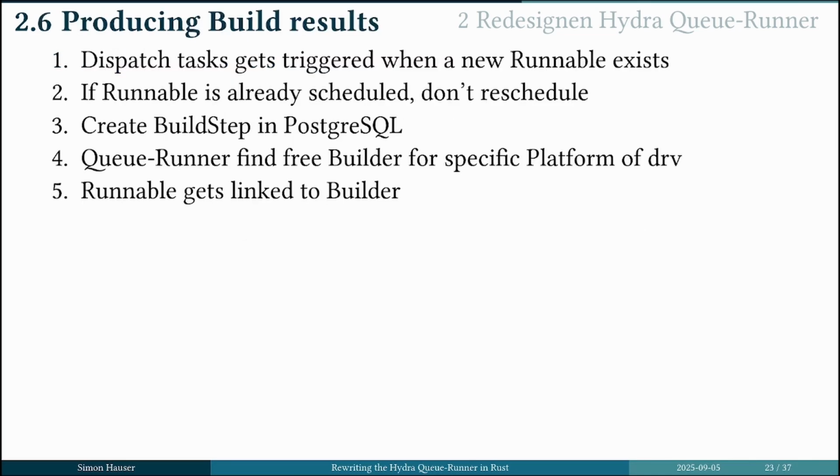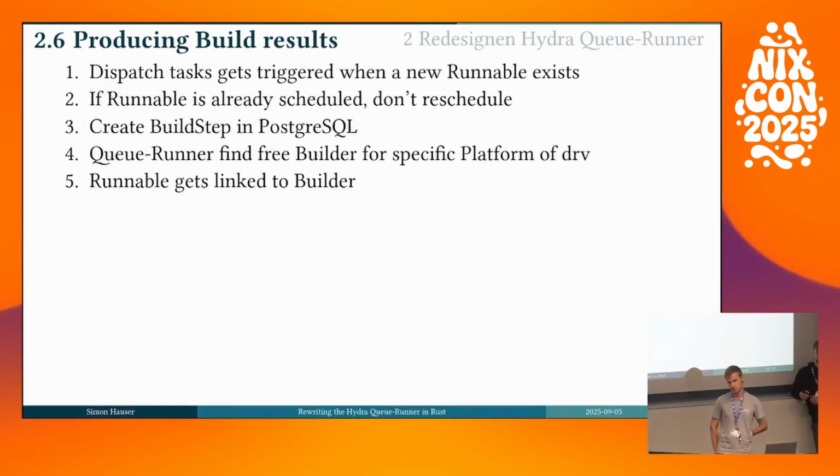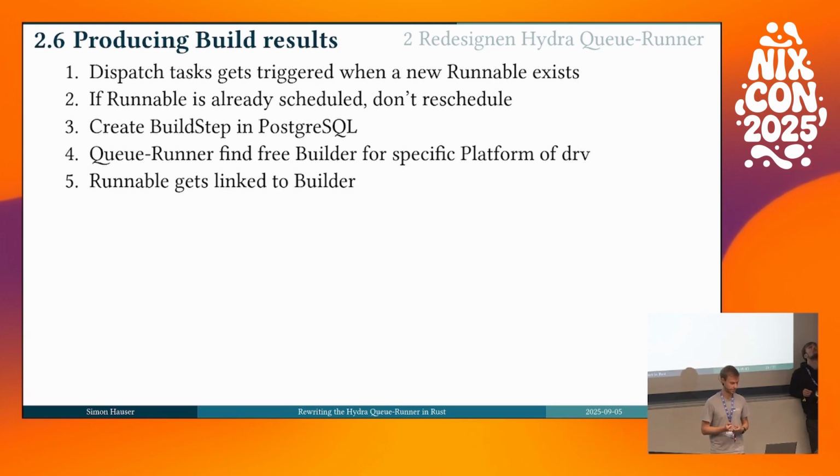The next part is the dispatch task, which triggers runnables to machines. If a runnable is already scheduled, we ensure that it's not scheduled again. We then create a build step in the Postgres database. So if you ever open the build in Hydra UI, you see that there are a bunch of build steps. These are the dependencies that need to be built. The queue runner then finds a free builder. It determines this by a couple of metrics, like for example, you can say, hey, this builder can have a max job count, which is the scheduling that the old queue runner uses, or you can do some dynamic scheduling based on pressure or load.